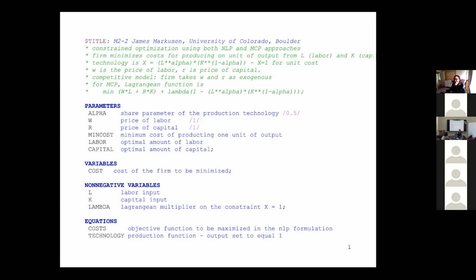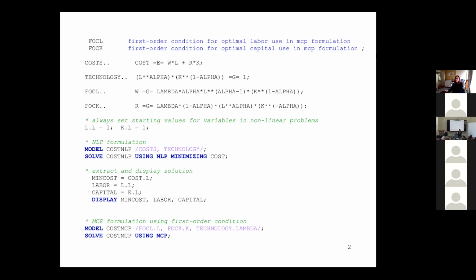Cost is just an equation, W. The technology, which is the production function. And then if we're going to treat this as an MCP, there's two first order conditions, one for each of the two, for labor and capital. So here's four equations. And again, you can have extra equations. A model declaration may only use a couple of them. So just write them all down. And as you'll see below, you can mix and match.